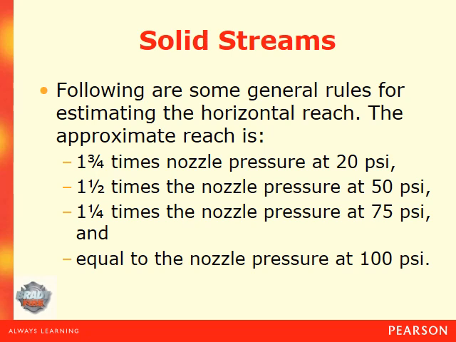The approximate reach is, for a 1 3/4 inch line, times the nozzle pressure at 20 psi; for a 1 1/2 inch line, 1 1/2 times the nozzle pressure at 50 psi; 1.25 times the nozzle pressure at 70 psi; and equal to the nozzle pressure at 100 psi.